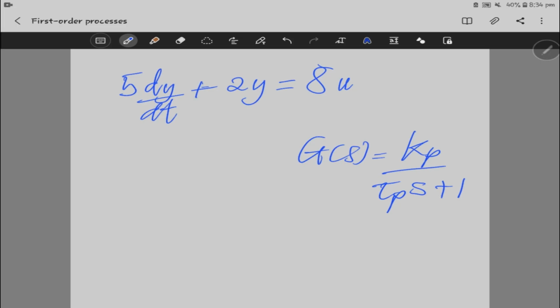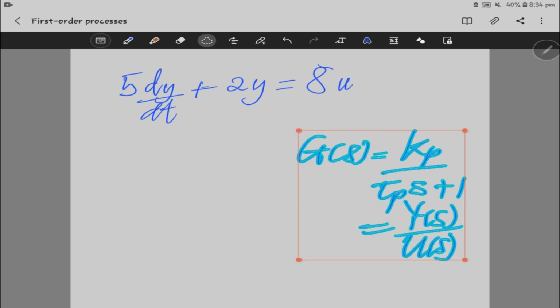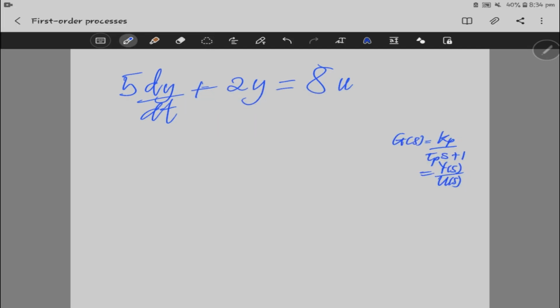But we also know that this G is the same as the output Laplace domain function over the input Laplace domain function. One thing you have to notice is that we actually get this from the original differential equation. When you look at this equation up here, what you see is that we have 5 times y of t. But the y that we are seeing there is actually the output, so in actual sense, it's in time domain, which we can write in this form.